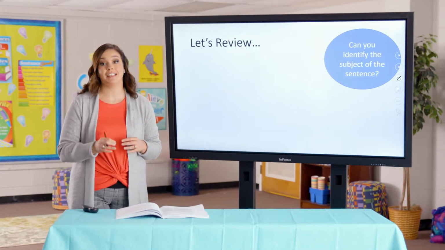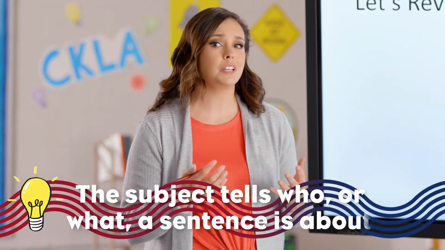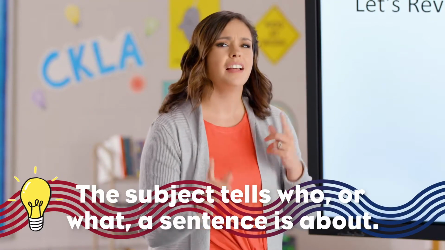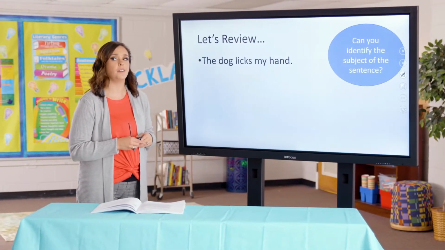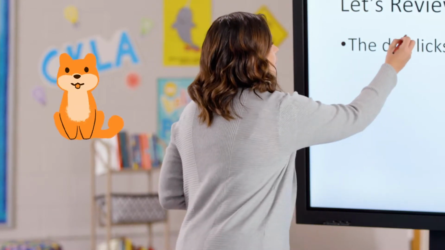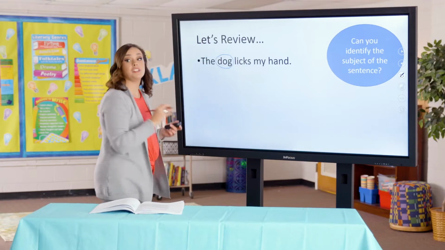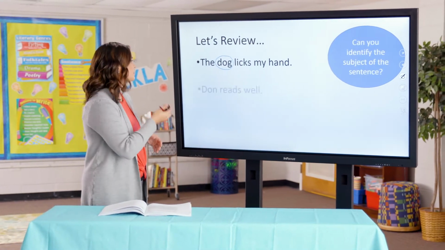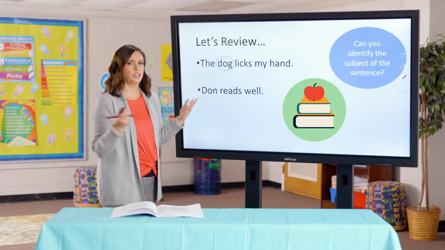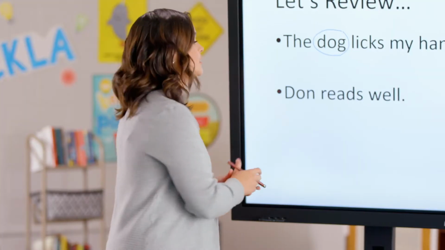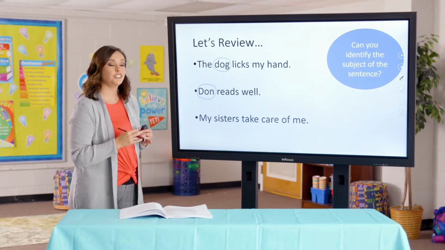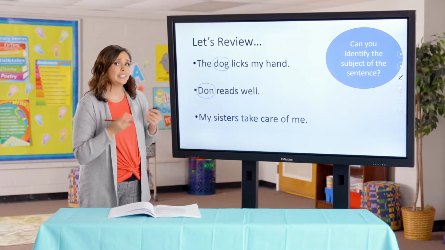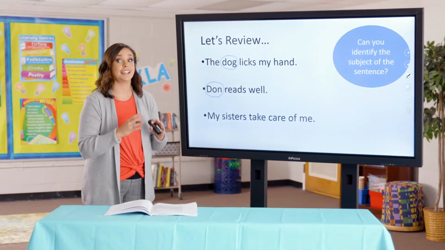Awesome. We've also learned how to identify the subject of a sentence. And remember, the subject tells who or what a sentence is about. Let's practice that. The dog licks my hand. Who is this sentence about? Right, the dog. So the dog is the subject in the sentence. Don reads well. Who reads well? Don. So Don is the subject. My sisters take care of me. Who is this sentence talking about? Right, my sisters.